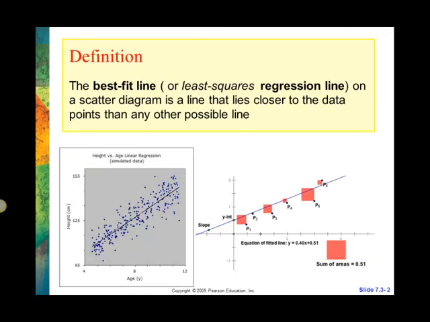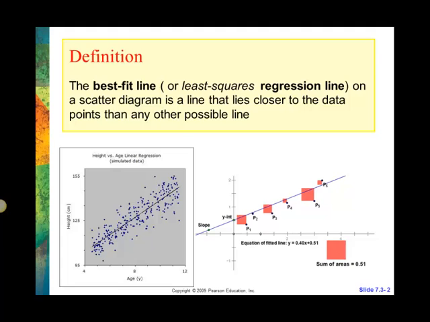So the best fit line, or regression line, or sometimes they call it the least squares regression line, is a line on a scatter plot where the points lie closest. The points are closer to that line than any other line, because we could draw an infinite number of lines here. I could have a line going this way or this way. I could have it up here. I could have it down here. But this particular line right here, those points are statistically closer than any other line.